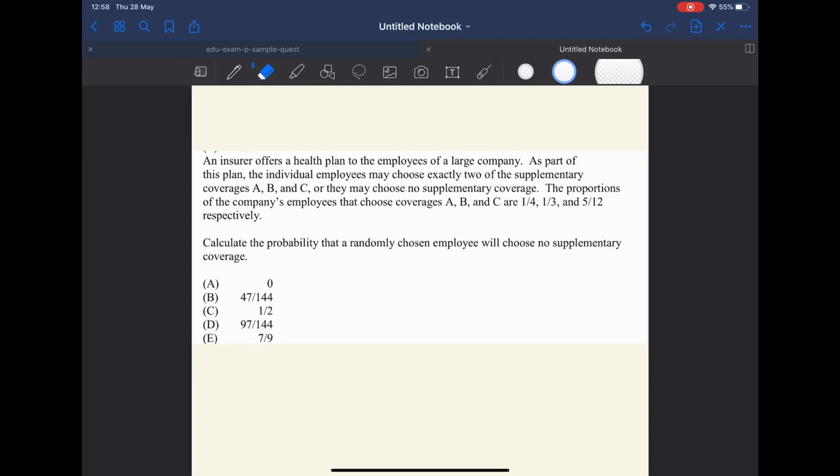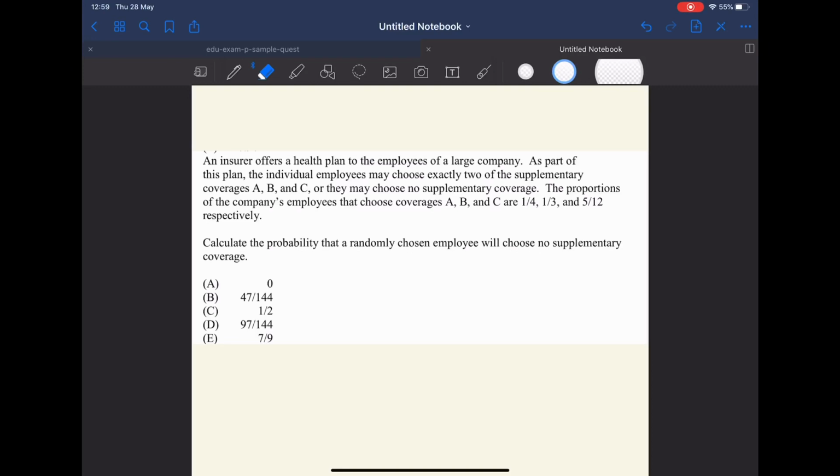In this problem, we are told an insurer offers a health plan to the employees of a large company. As part of this plan, the individual employees may choose exactly two of the supplementary coverages A, B, and C, or they may choose no supplementary coverage. The proportions of the company's employees that choose coverages A, B, and C are 1 over 4, 1 over 3, and 5 over 12 respectively. We are to calculate the probability that a randomly chosen employee will choose no supplementary coverage.